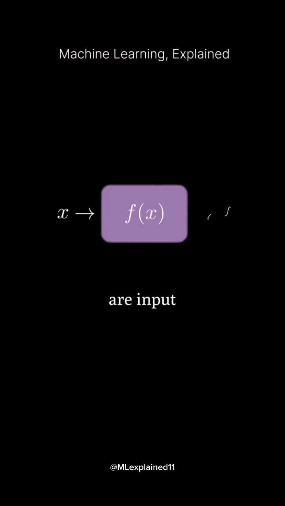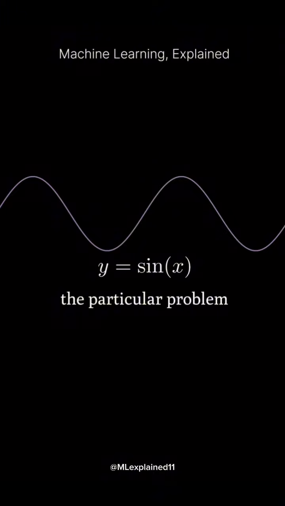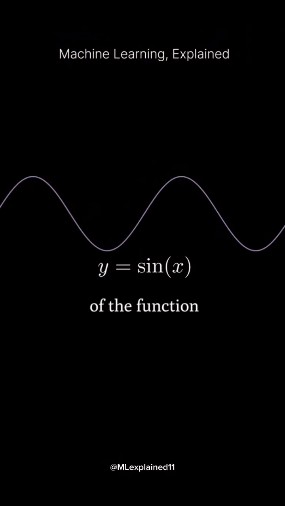To summarize, functions are input-output machines. They take an input set of numbers and output a corresponding set of numbers, and the function defines the relationship between those numbers. The particular problem that neural networks solve is when we don't know the definition of the function that we're trying to approximate.